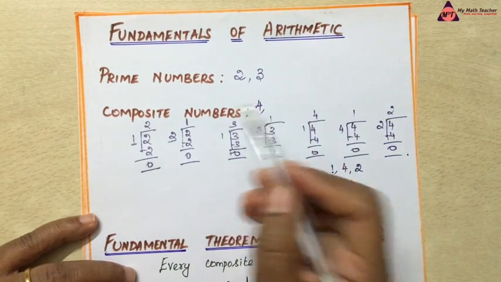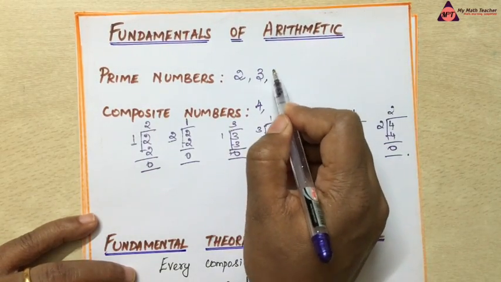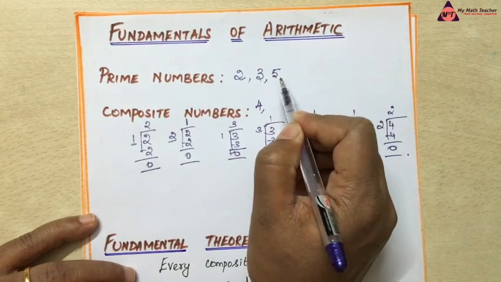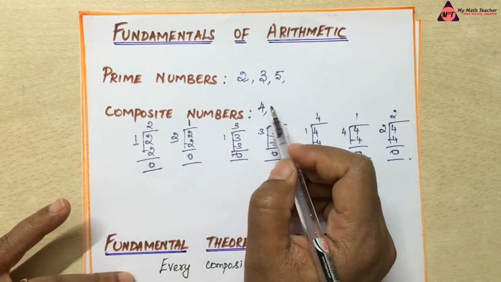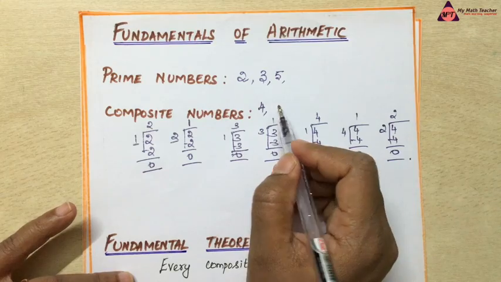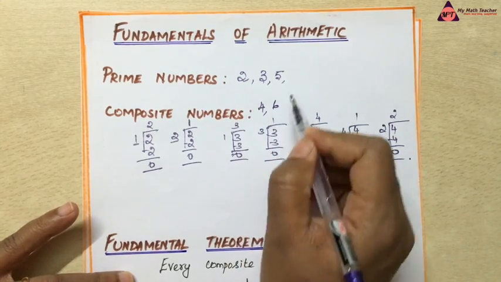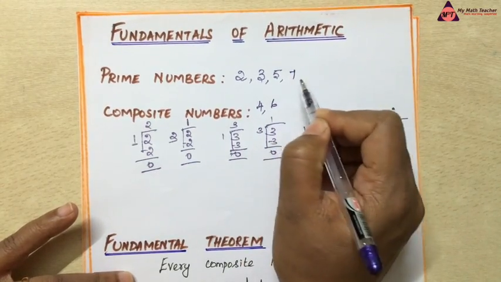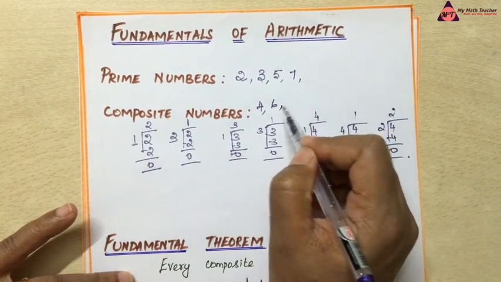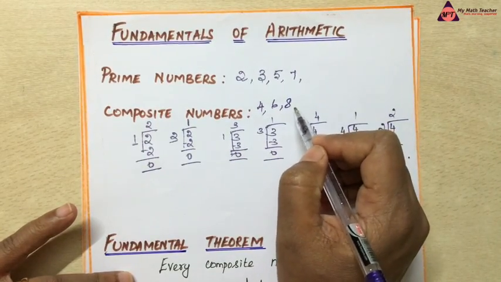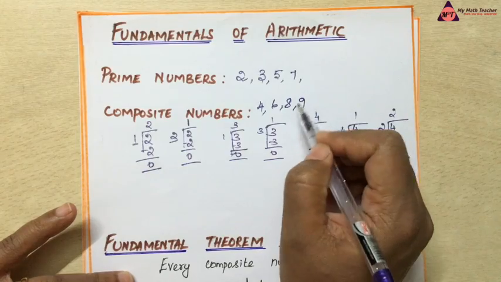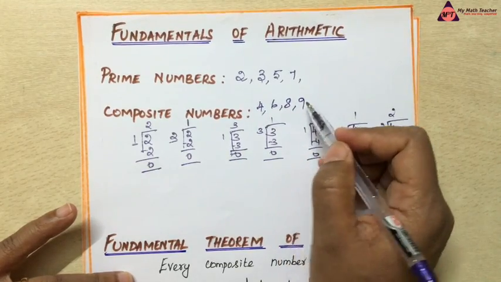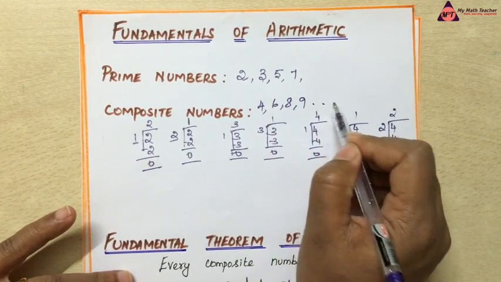Now, let's see what's the next number. 5. 5 can be divided by 1 and 5 only. Next, 6. 6 can be divided by 1, 2, 3 and 6. So, it's a composite number. Next, we know 7 is a prime number. 8 is a composite number. 9 is a composite number. We can divide by 3 also. So, it goes on like this.